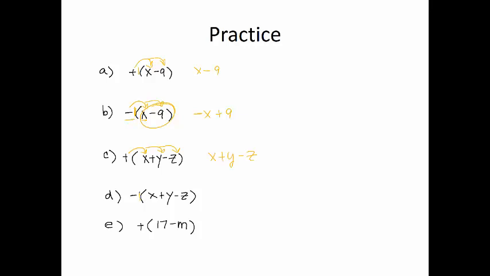All right, what if it was a negative 1? Negative 1 times x would be negative x. Negative 1 times y would be negative y. And negative 1 times negative z would be positive z. All right, put a 1 here. 1 times 17 is 17. 1 times negative m is negative m.